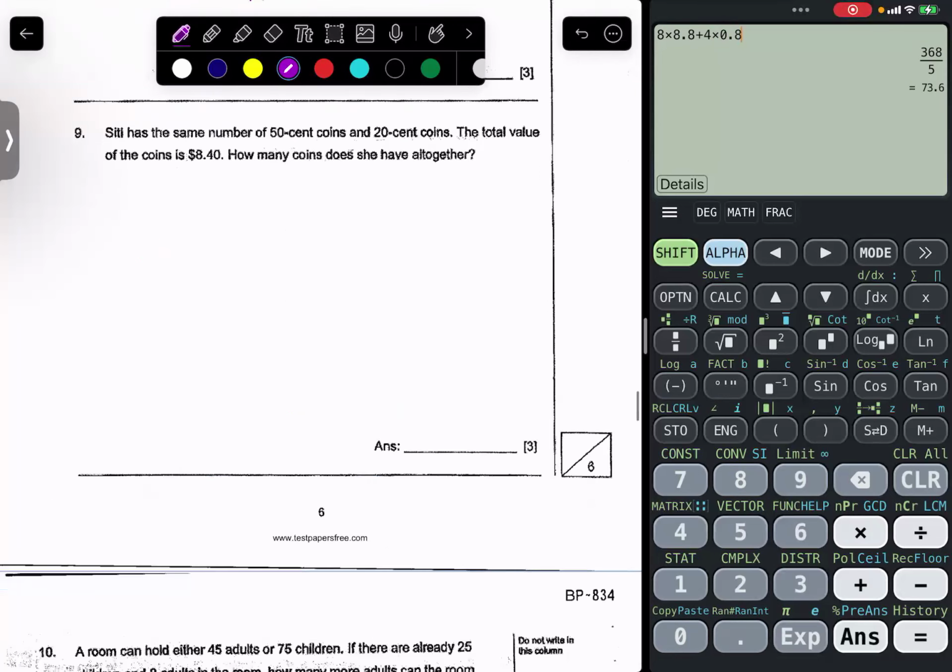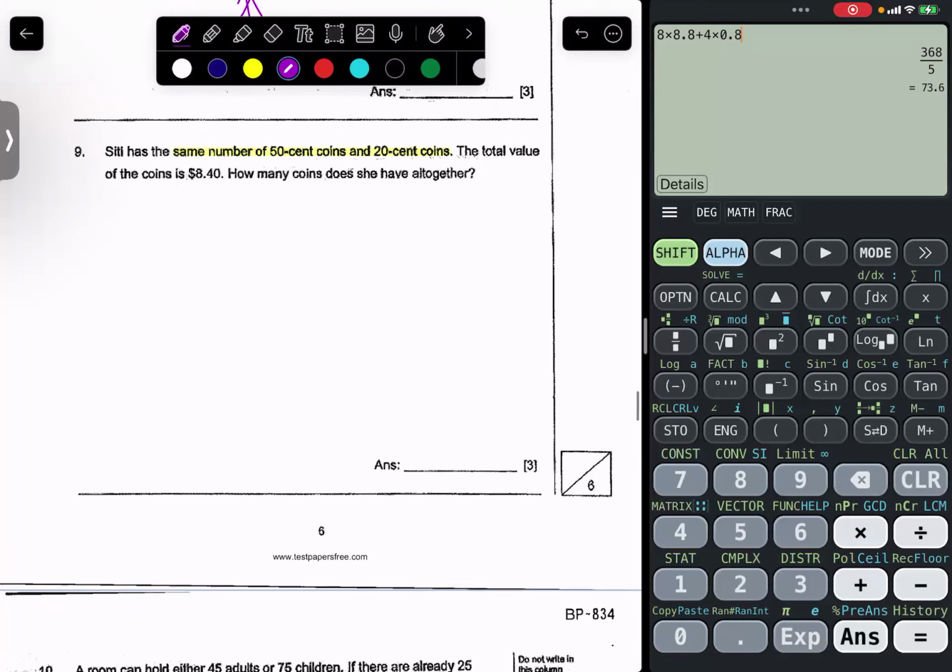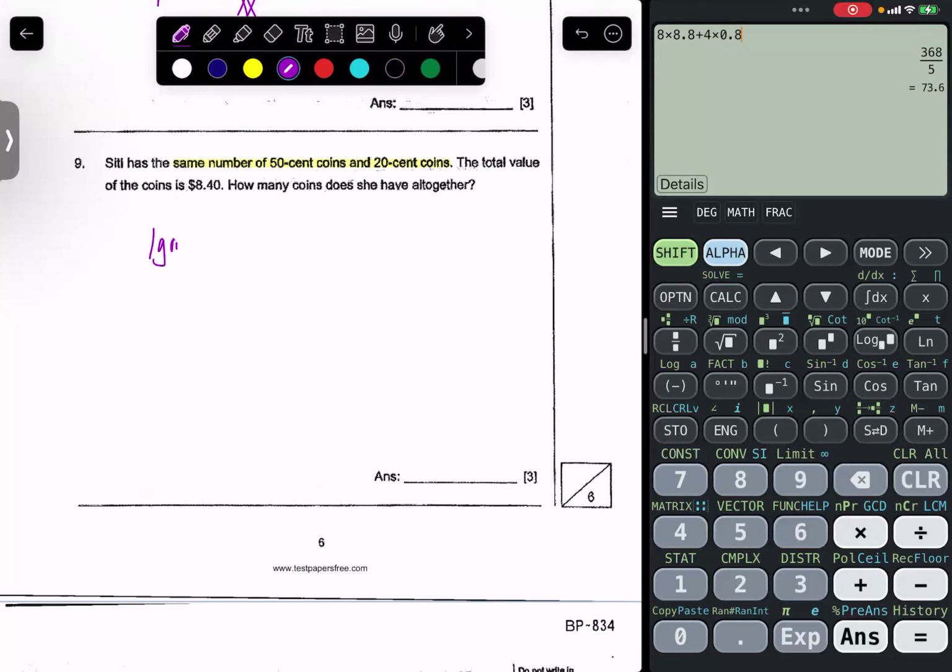Okay, question 9. Cindy has the same number of 50-cent coins and 20-cent coins. The total value of the coins is $8.40. How many coins does she have? Okay, so this is one of the key ideas that we have to understand going into P5 and P6. Same number, meaning group. One group has to contain 50 cents plus 20 cents, which is 70 cents. The total value of the coins is $8.40.